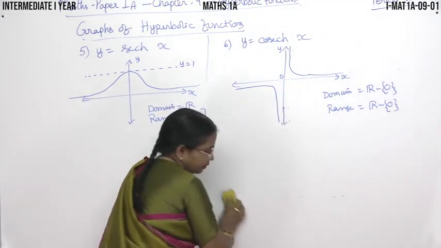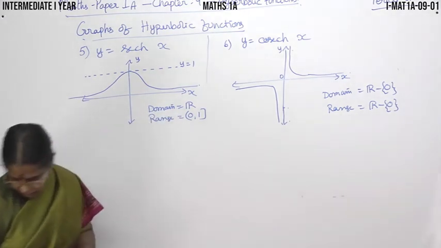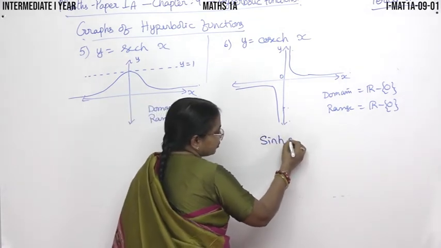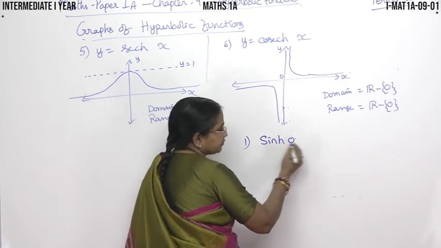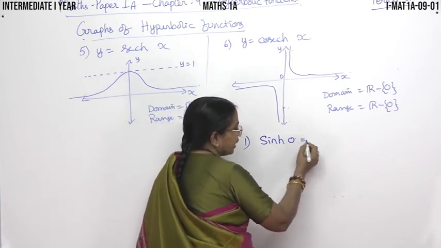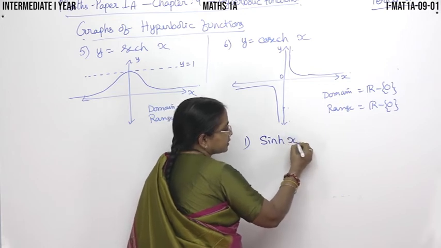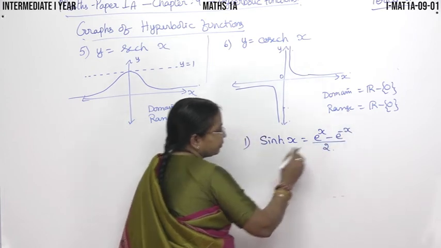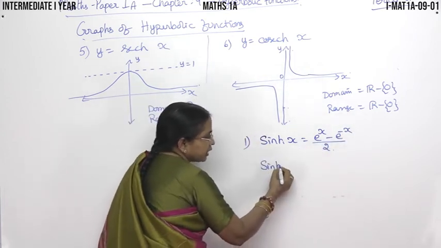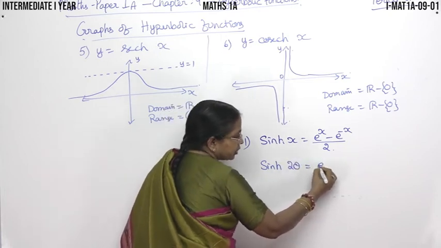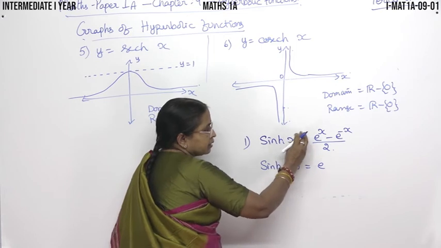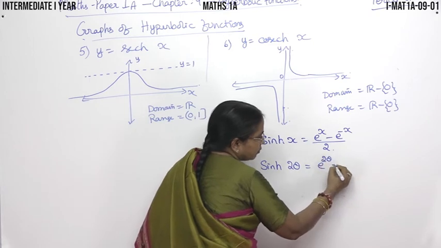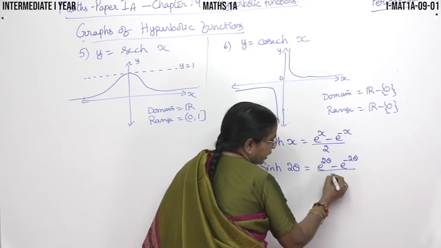Okay. Next, we'll take sin hx. One by one we'll write. Sin h of 0. Actually, what is sin h of x? Sin h of x is e power x minus e power minus x by 2. This is the formula. Suppose I have to write sin h of 2 theta. Then I should write 2 theta in place of x. So it is e power 2 theta minus e power minus 2 theta by 2.